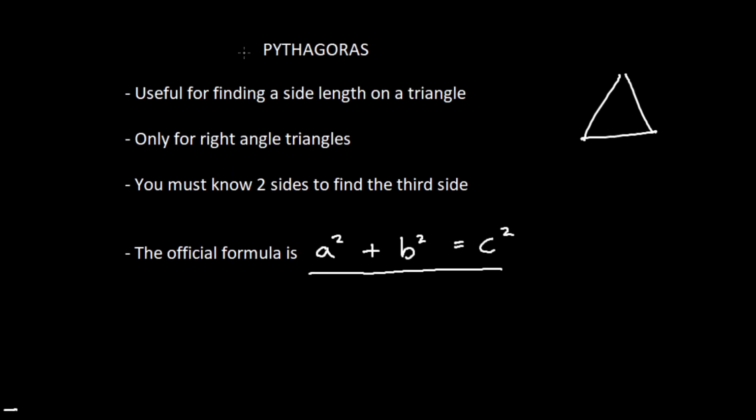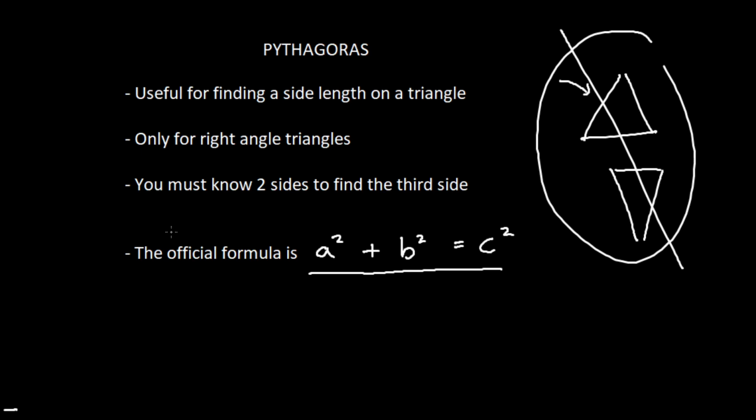Alright, so in summary, Pythagoras is useful for finding one side length on a triangle. You can only use it for right angle triangles. So at the moment, this triangle doesn't have a right angle on it. Even if it looks like it might be a right angle triangle like this, if there's no right angle sign, then these are no good. You can't use Pythagoras with them. Also, you have to know two sides to find the third side. So you can't find a side unless you've got two other sides already.